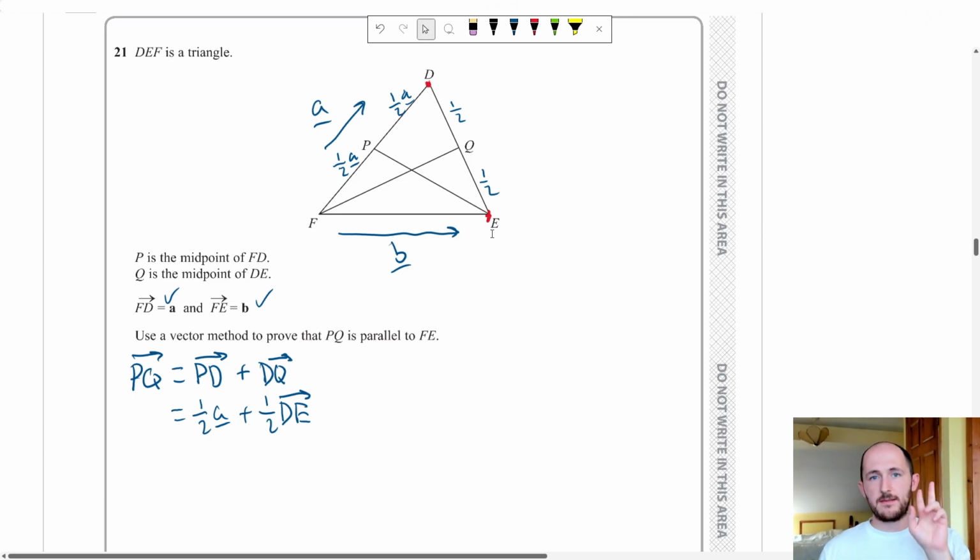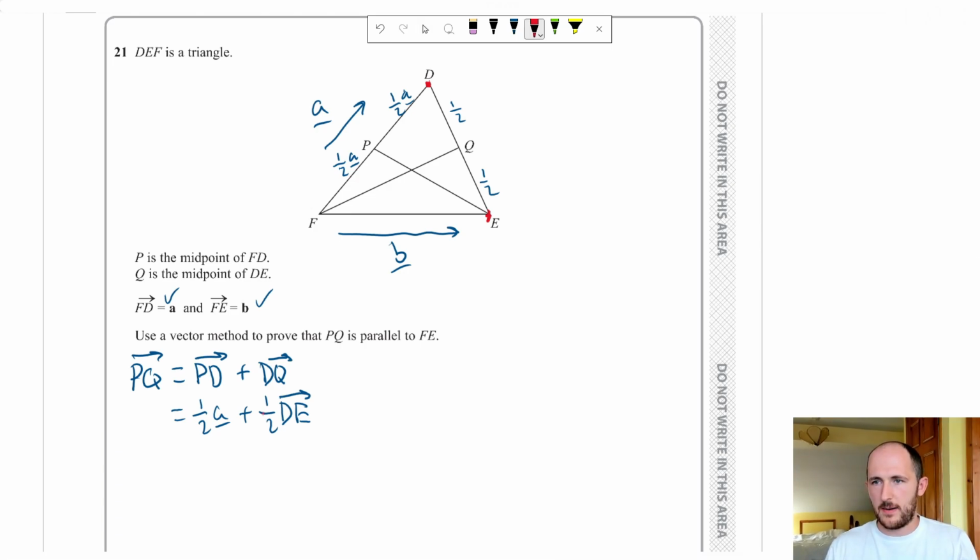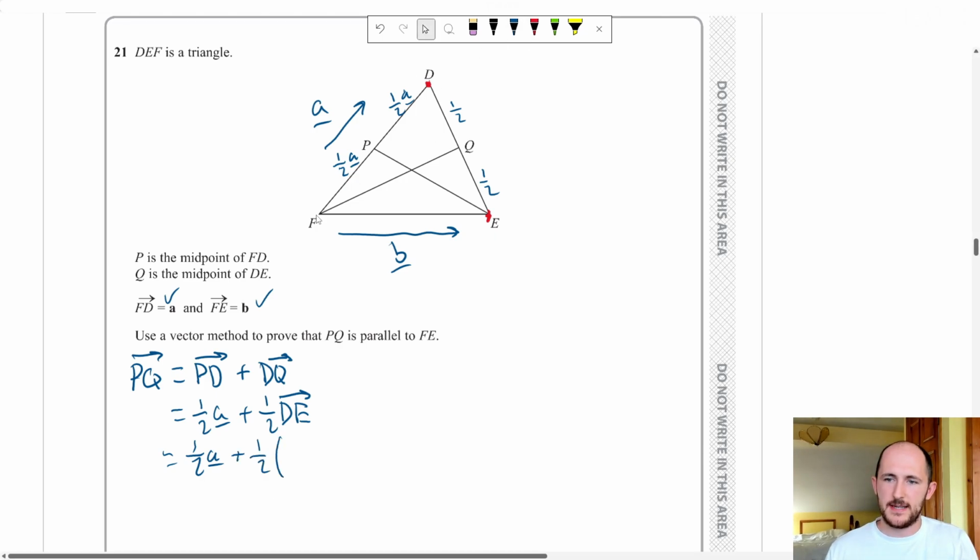The second piece of information I like to give students with vectors is you have to go along vectors that you know or you can work out. I don't know the vector D to E. So instead I have to go along the ones they've given me, which is D to F, F to E. So let's do that. So we now have a half A, because that's from the previous part, plus a half, and then D to E. Well, I need to go from D to F.